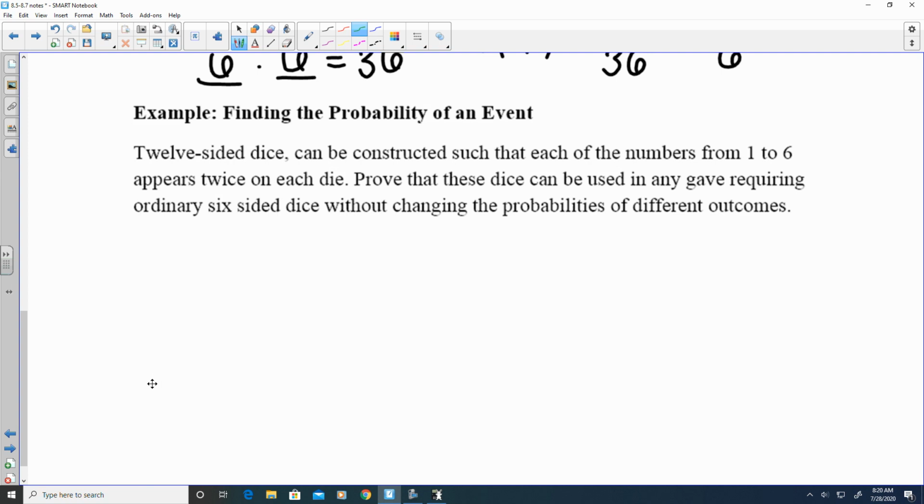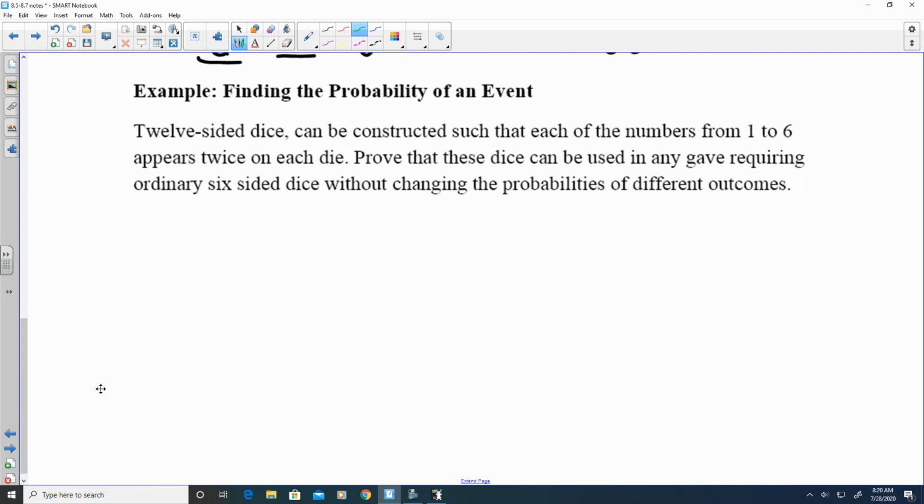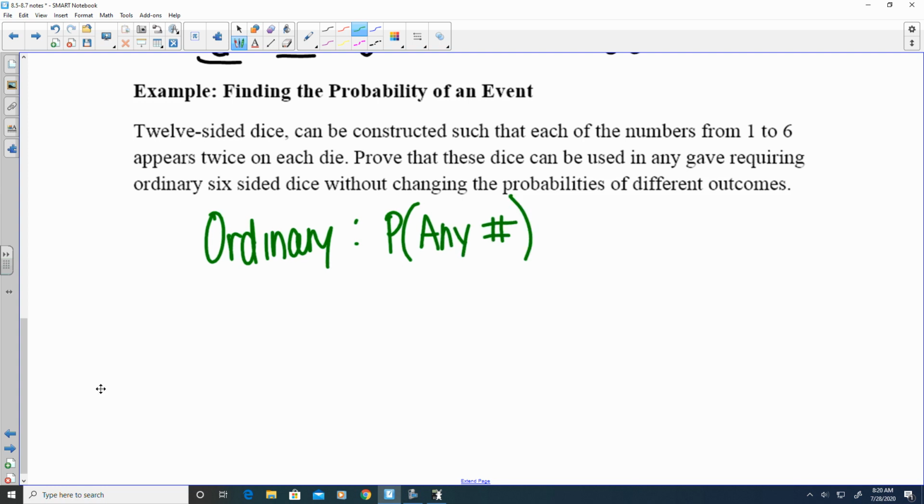Okay, a 12-sided die can be constructed such that each number from 1 to 6 appears twice on the die. Prove that these dice can be used in any game requiring ordinary 6-sided dice without changing the probabilities of a different outcome. So on an ordinary die, the probability of any number is 1/6, right? Every number happens one time on a die, so the probability of getting a certain number is 1 over 6.